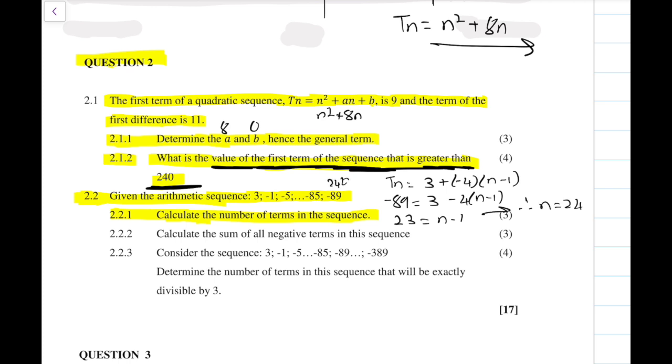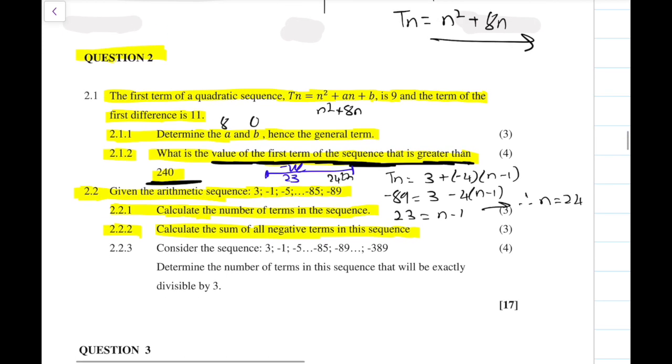Okay, 2.2.2. Calculate the sum of all negative terms in the sequence. Now, how many negative terms do you have here? And they want to find out the sum of it. You have a total of not 24 negative terms, you have a total of 23 negative terms. But you want to find the sum of all those negative terms, which means we know that the sum formula is n over 2 into a plus l.